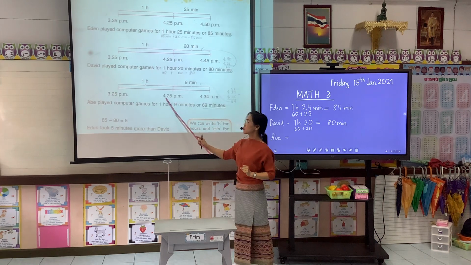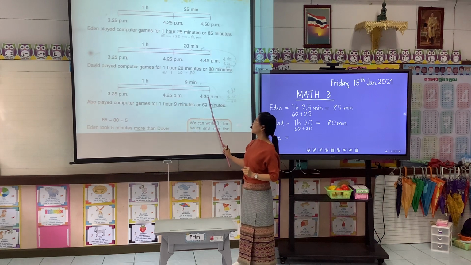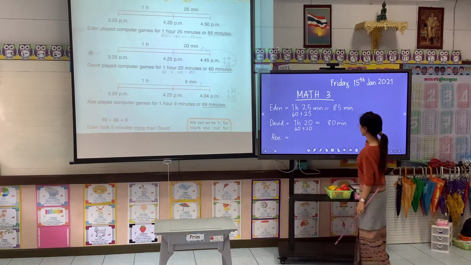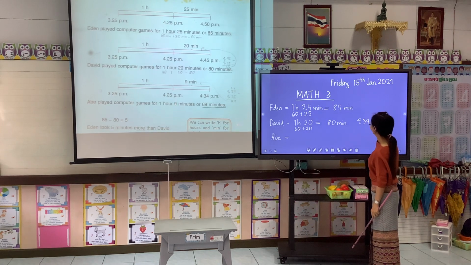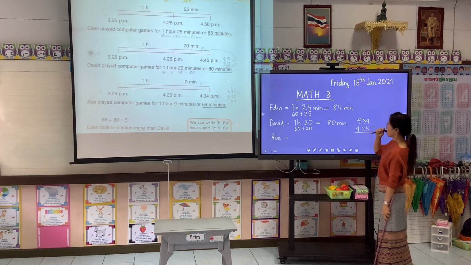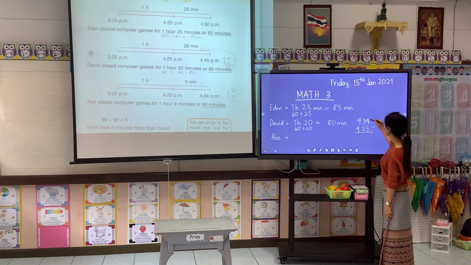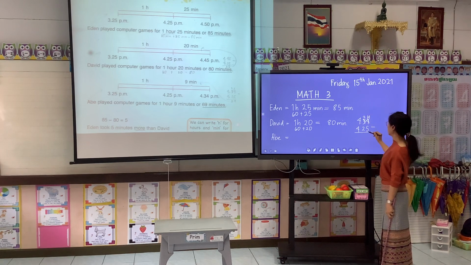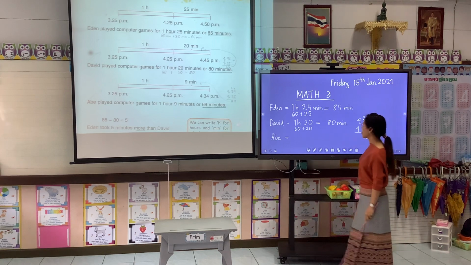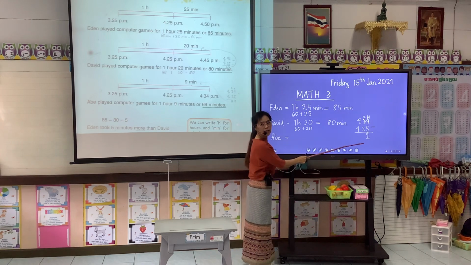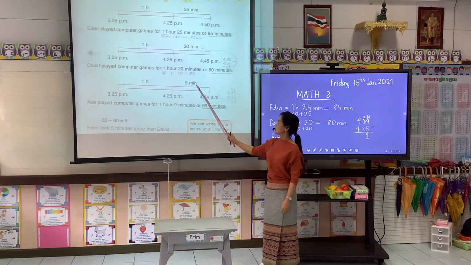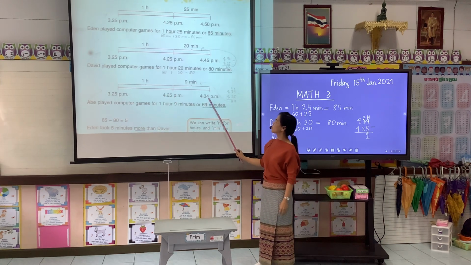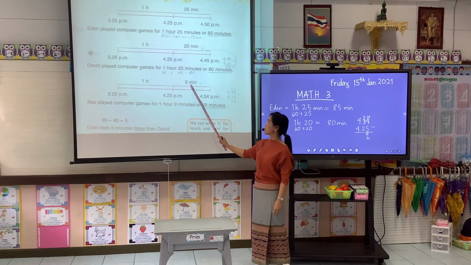So from 4:25 p.m. to 4:34 p.m. how did we get that? 4:34, that's the time he stopped, and 4:25, the time he started. So 4 minus 5 cannot, we borrow. That will become 14. 14 minus 5, that is 9. So that's how we got 9. So from 4:25 p.m. to 4:34 p.m. that is 9 minutes.